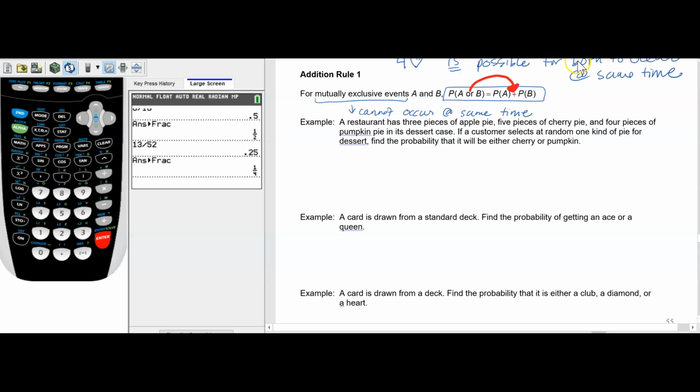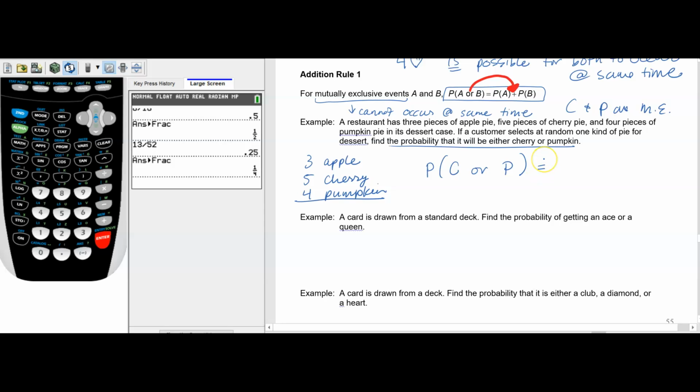Okay, so let's look at this first example. A restaurant has 3 pieces of apple pie, 5 cherry, and 4 pumpkin. Find the probability that a pie will be either cherry or pumpkin. First, let's think about whether cherry or pumpkin pie are mutually exclusive. Can they happen at the same time? In this restaurant, it looks like no. A pie is either cherry or pumpkin. There isn't a pie that is both cherry and pumpkin. So cherry and pumpkin are mutually exclusive, which means I can use my formula.